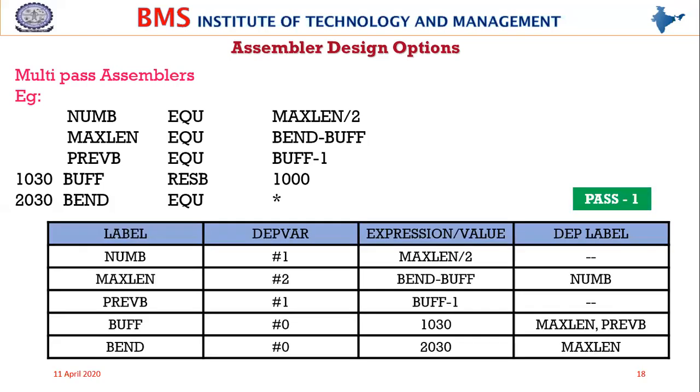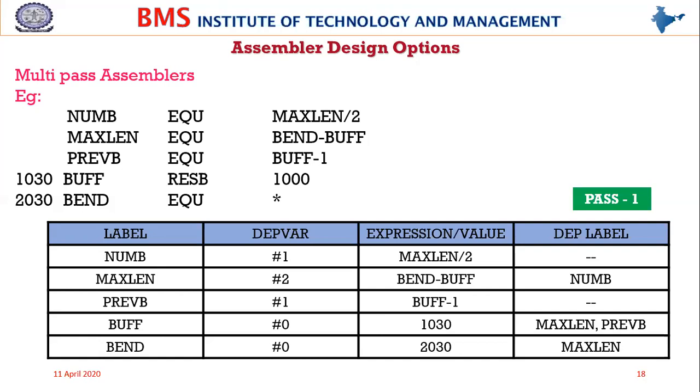In pass one, what happens to our structure? numB is a user defined symbol, that is the label. It is dependent on one more variable. That's why in the dependency column we have written #1, meaning it has one dependency. The expression is maxlen divided by 2, so it depends on maxlen. And nobody is dependent on numB, so the dependent label is marked as a dash. numB is dependent on maxlen, but no one is dependent on numB.